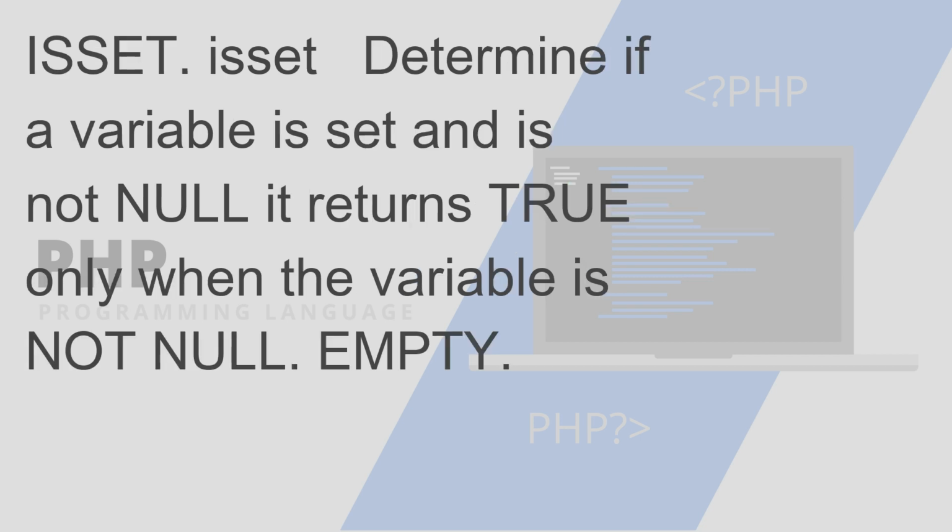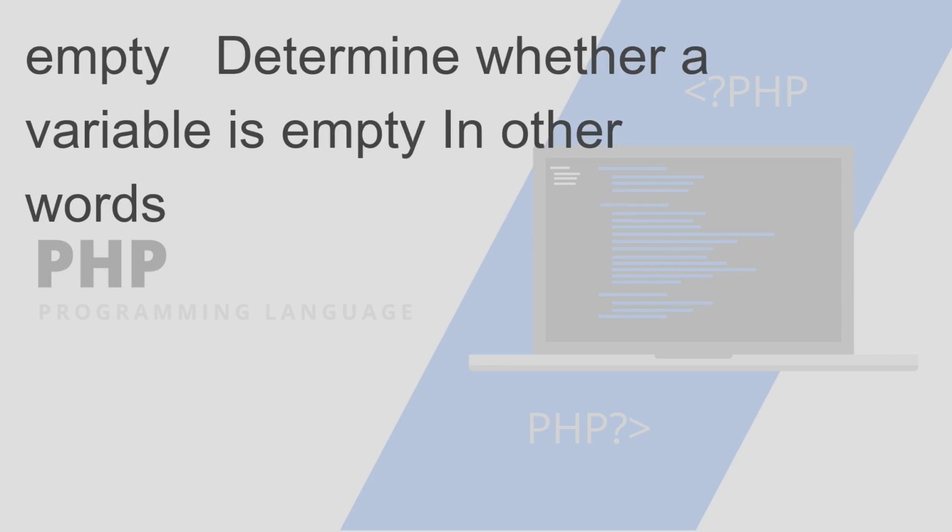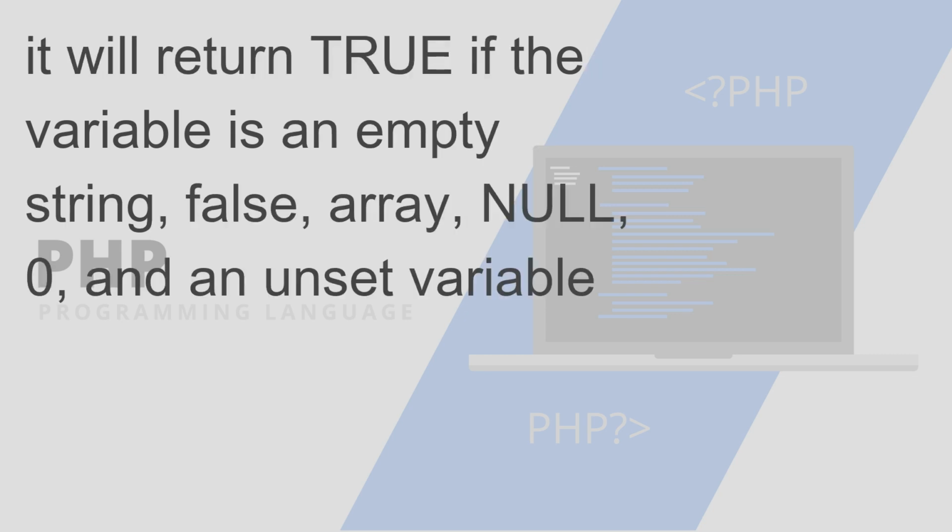Isset. Isset determines if a variable is set and is not null. It returns true only when the variable is not null. Empty. Empty determines whether a variable is empty. In other words, it will return true if the variable is an empty string, false, array, null, zero, or an unset variable.